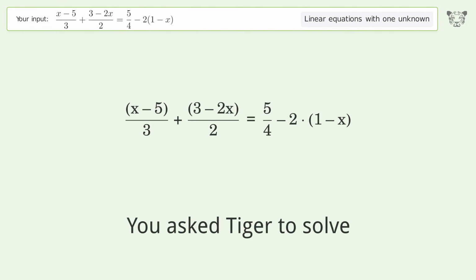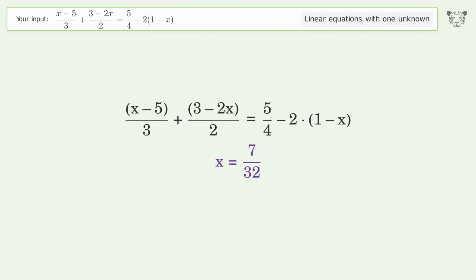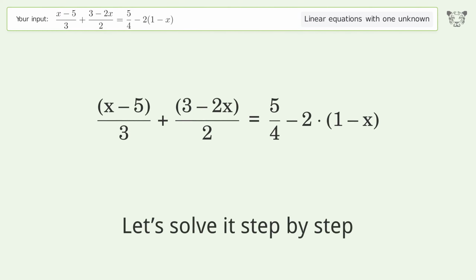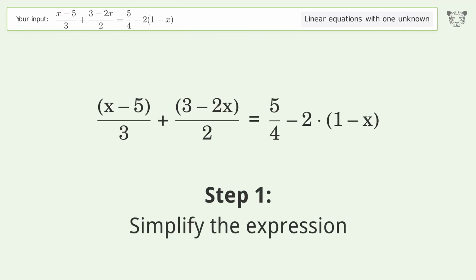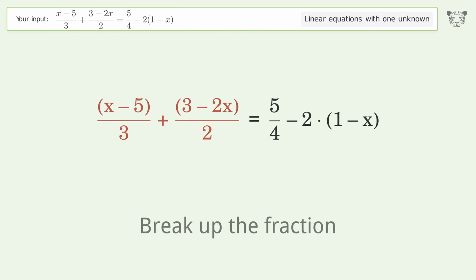You ask Tiger to solve. This deals with linear equations with one unknown. The final result is x equals 7/32. Let's solve it step by step. Simplify the expression. Break up the fraction.